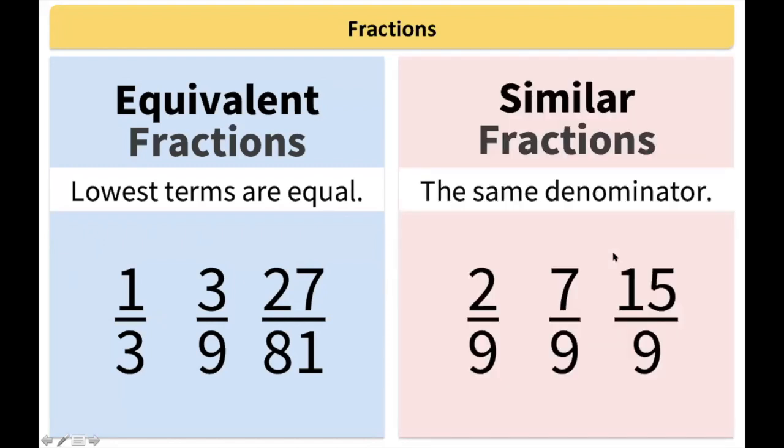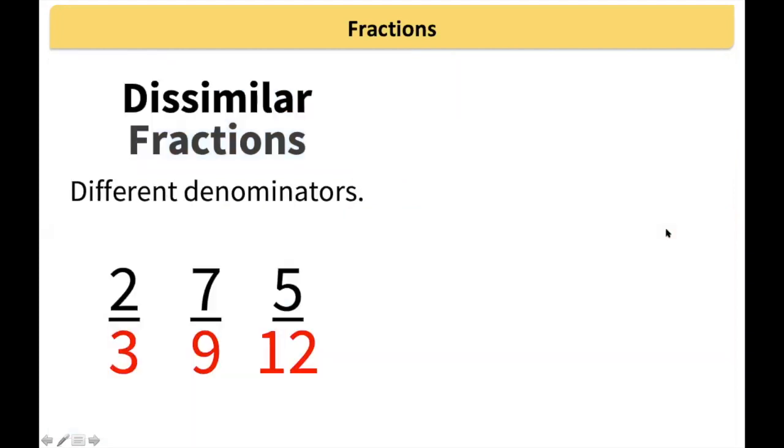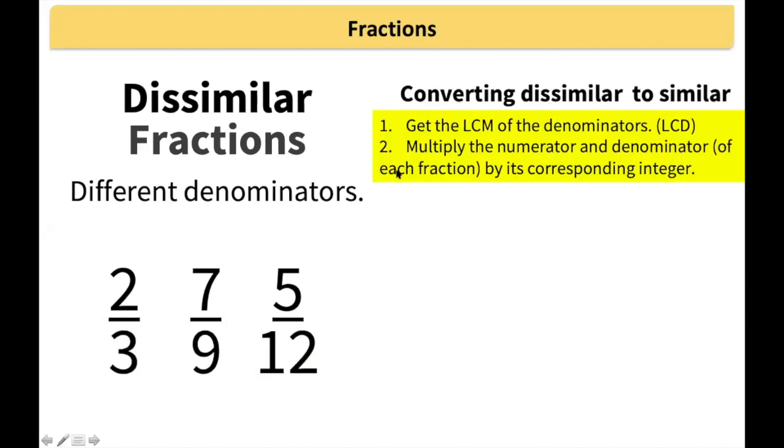How about similar fractions? Similar fractions are fractions na merong the same denominator, okay? Kung magkaiba ang equivalent at similar, pag sinabi mo equivalent, equal yung value. So yun na tandaan, equivalent, equal. Pag similar fractions, magkamukha lang sila, or in short, yung denominator niya is magkakapareho. So, kung may similar tayo, meron tayong tinatawag na dissimilar. Sinasabi niya na basically hindi magkakapareho yung denominators. So, here meron tayong 3, 9, and 12. Magkakaiba yung denominator.